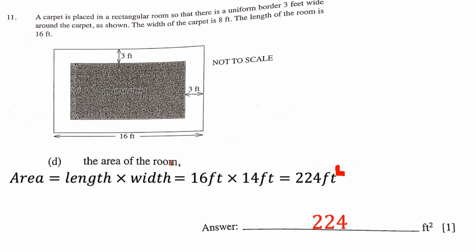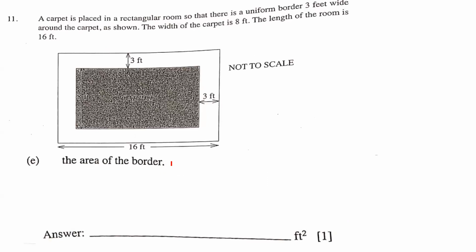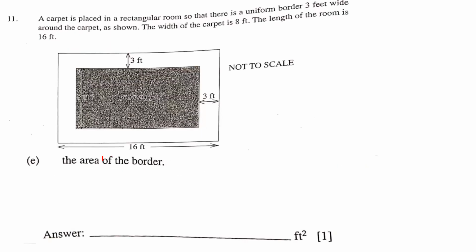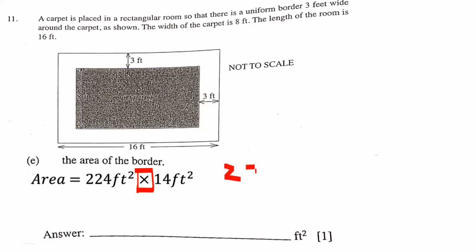So we already know the area of the room, and we already solved the area of the carpet earlier. And so the question is, what is the area of the border? And for that, we just need to subtract. We're going to subtract, not multiply. There's an error again here. It's supposed to be subtract. So we have 224 feet, and we have to subtract that with what?